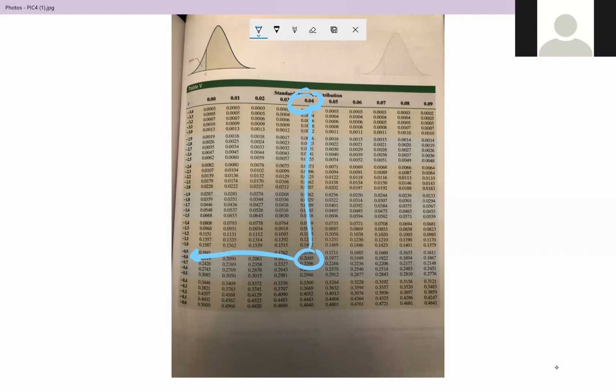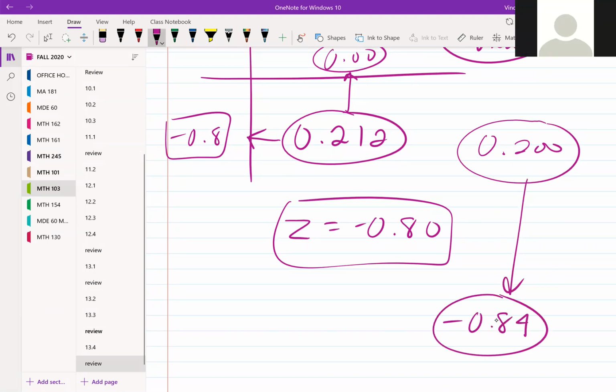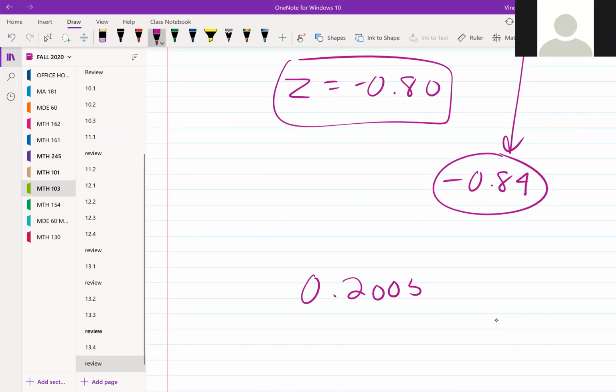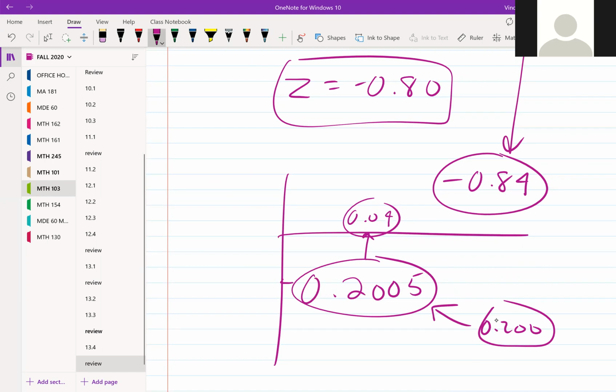You're saying negative 0.8? I'm saying that when you look at this, it will correspond to the z-score of negative 0.84. Oh, because it's a 0.8 on the left column and a 4 on the top row. That's why you picked 0.2005, the value that's closest to the 0.200 that you were looking for. What was on top here is 0.04, and what was over here was negative 0.8.